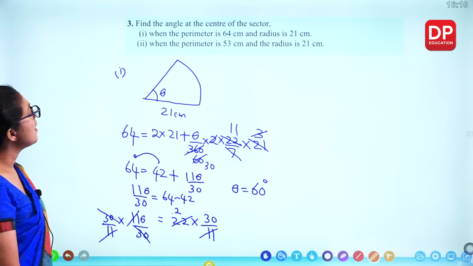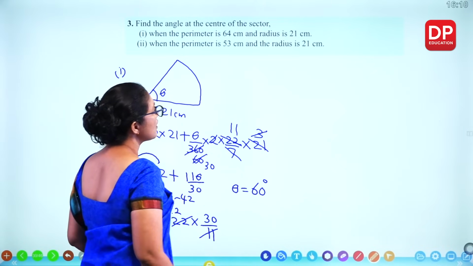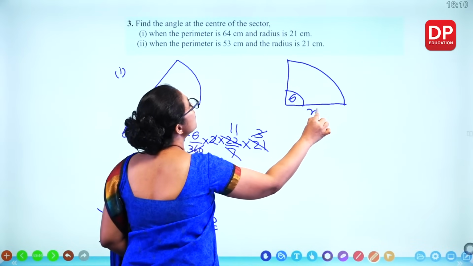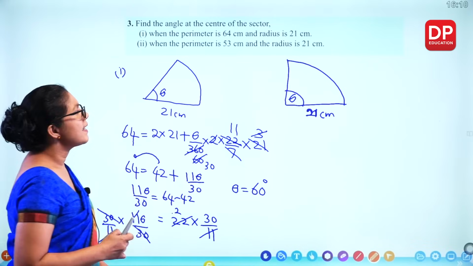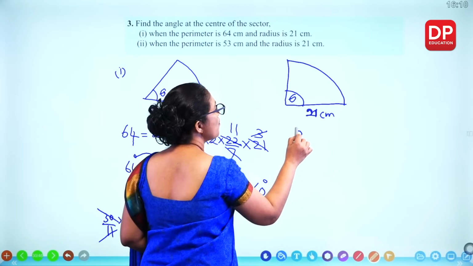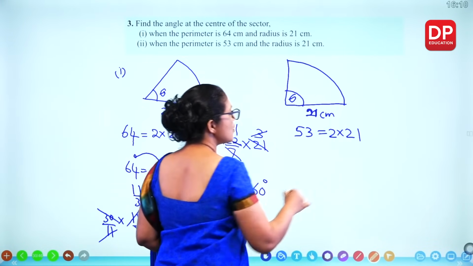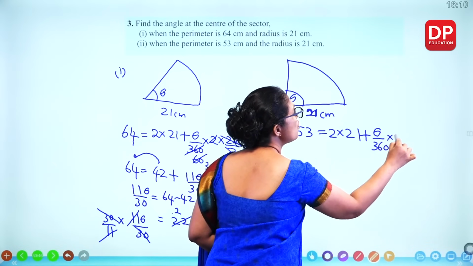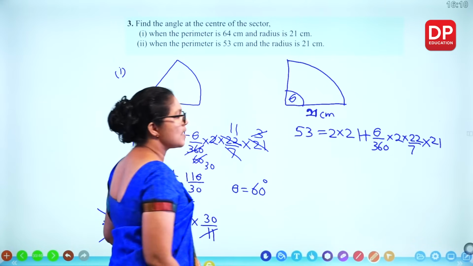Now we'll look at the second part, when the perimeter is 53 and the radius is 21. Here I'll draw something like this. We know the radius is 21 and we are asked to find the angle at the center. The perimeter is given as 53. So we'll use the formula. Perimeter is equal to double the radius, 2 times 21, plus angle divided by 360 into 2 pi.